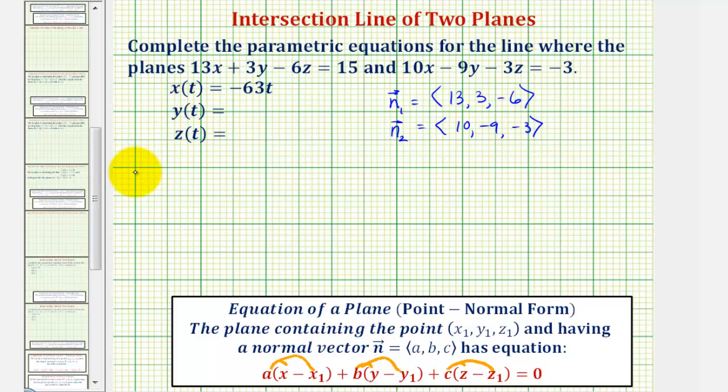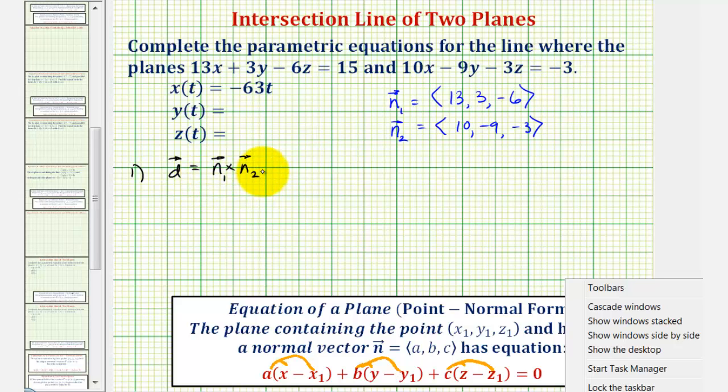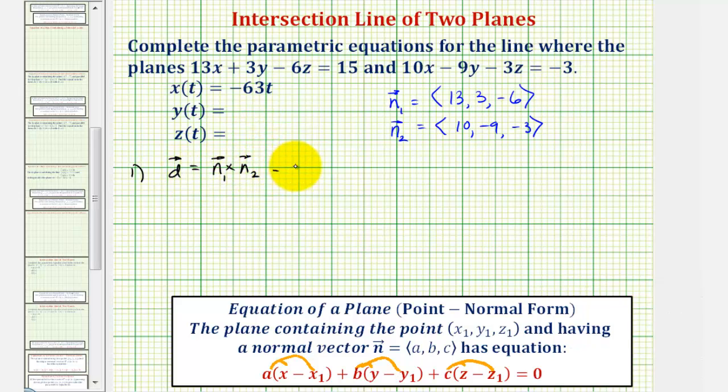So now we have two steps. Number one, we'll find a direction vector of the line of intersection by determining the cross product of these two normal vectors. So we'll find vector d, a direction vector, which is equal to the cross product of the two normal vectors. Because we've found several cross products already, I've already found that the cross product ends up being the vector with an x component of -63, a y component of -21, and a z component of -147.